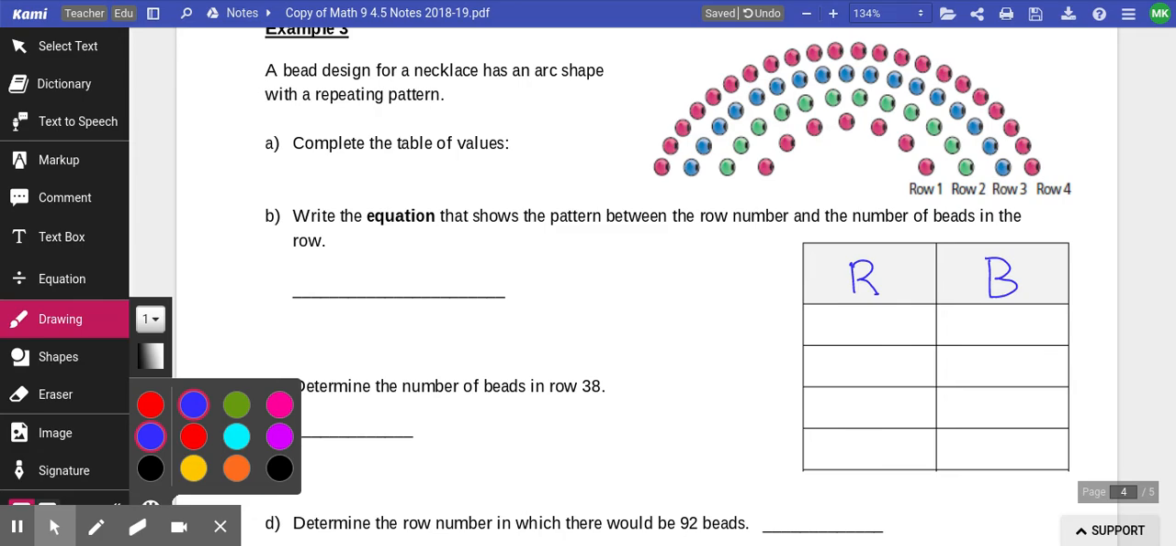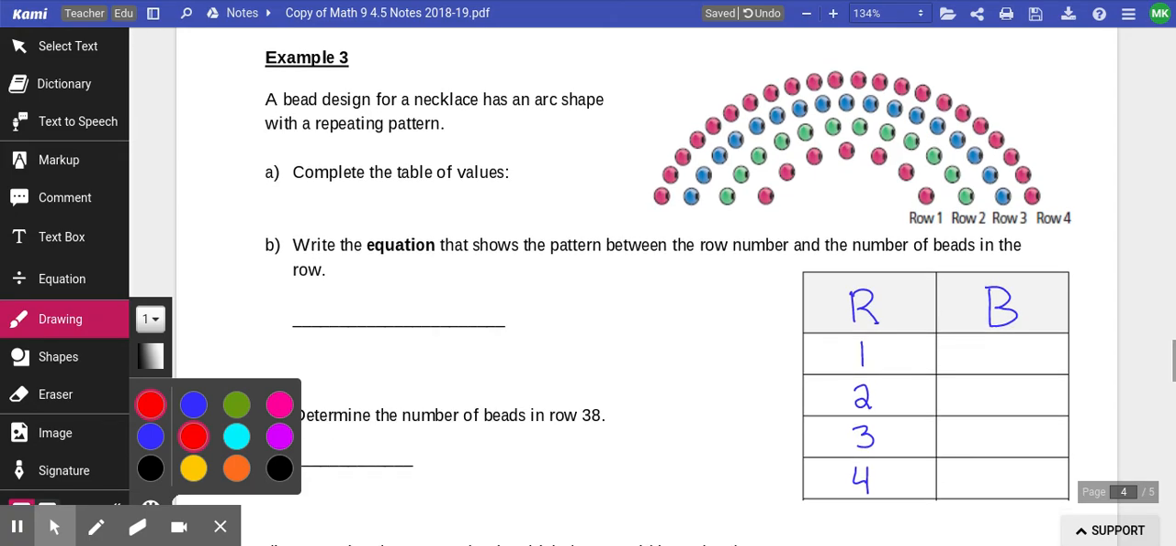For my independent, I just count by ones. So 1, 2, 3, 4. My beads, I'm going to have to count on this one because there's no actual information given. So in row 1, there's 1, 2, 3, 4, 5, 6, 7. There's 7 in row 1. In row 2, there's 12. Row 3, there's 17.